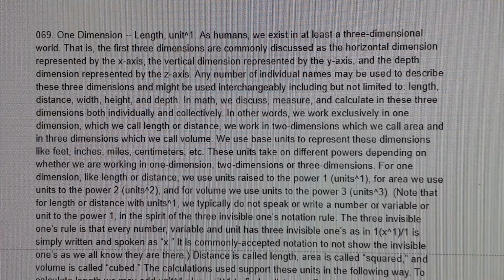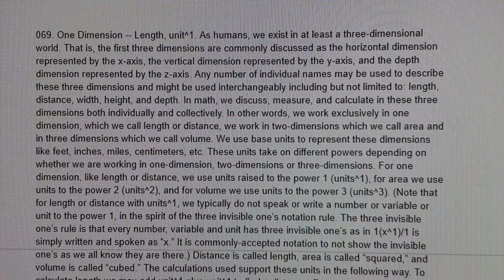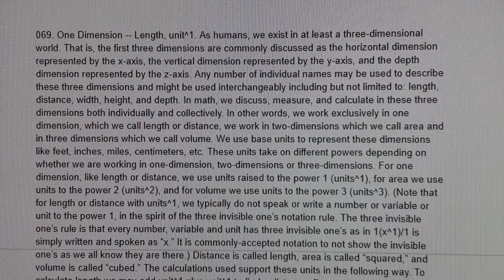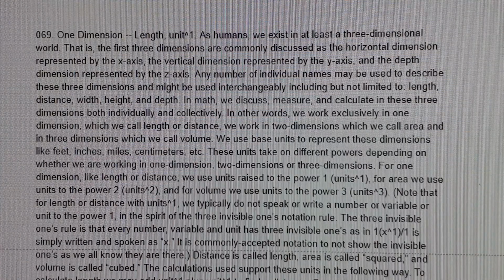Note that for length or distance with units to the 1 power, we typically do not speak or write a number or variable or unit to the 1 power. In the spirit of the three invisible ones notation rule, the three invisible ones rule is that every number, variable, and unit has three invisible ones, as in 1 times x raised to the 1 power divided by 1 is simply written and spoken as x. It is commonly accepted notation to not show the invisible ones, as we all know they are there.